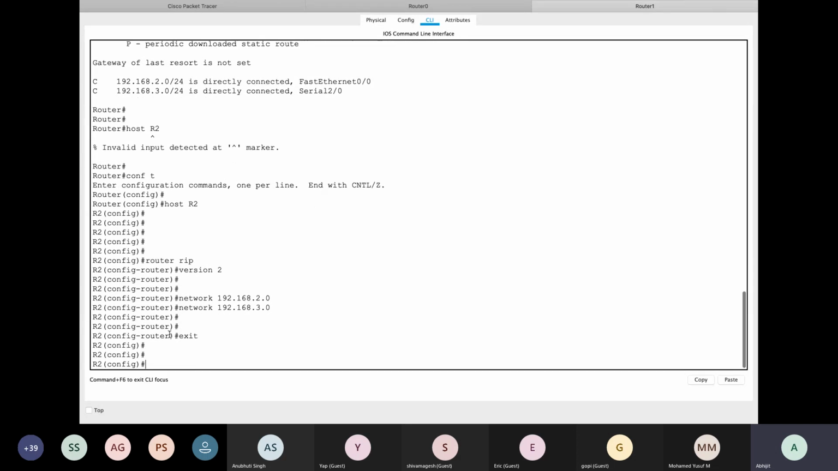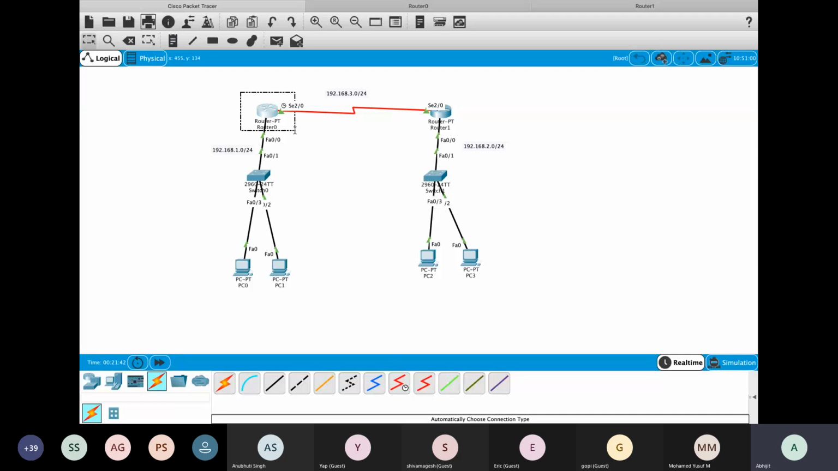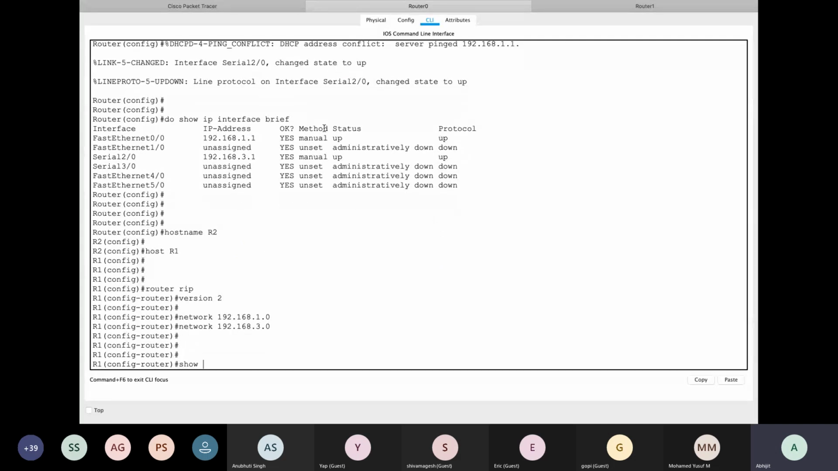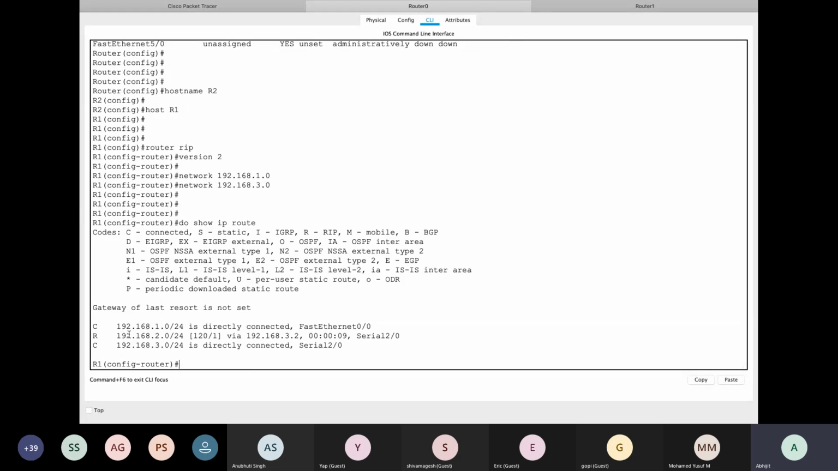You get that? And after you advertise both of these networks, then the router will send an advertisement of all the routes that this particular router knows about and all the routes that the other network knows about, into one another. Make sense? Then if I go on to the first router and if I check do show ip route, then you can see that there is a new update there in router RIP.